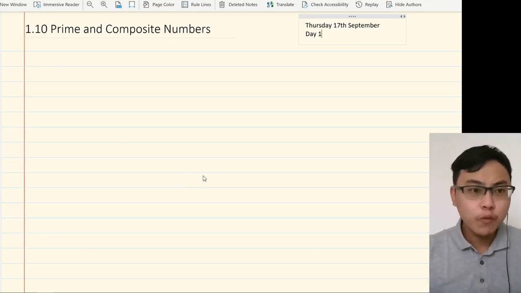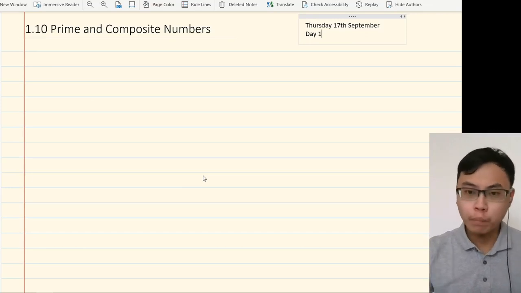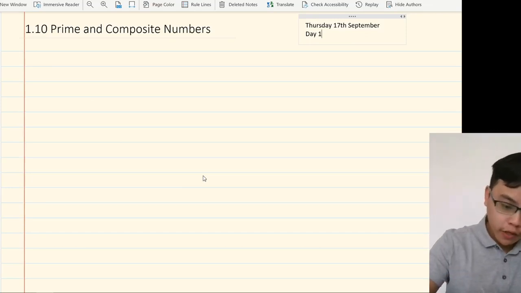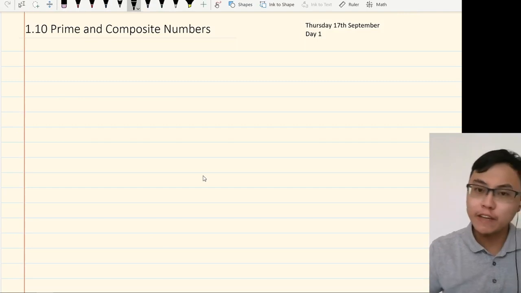Grade 7s, today we'll be talking about prime and composite numbers. So what are prime and composite numbers? Let us start by writing down the definition of a prime number.